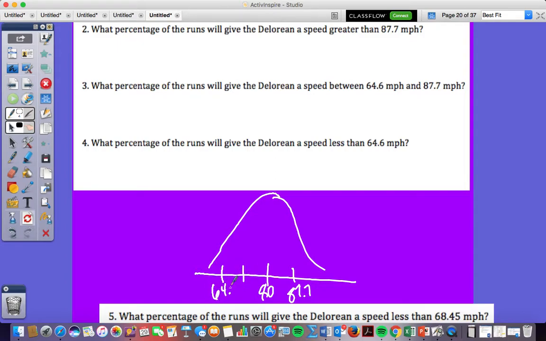Yeah, 64.6. Isn't that right? Right here? Okay. So we're trying to find the area that's in here. Okay, so we've got to standardize it first. So we've got to find what are the standard deviations to the right and to the left to get to 64.6 and 87.7. Okay, so I'm going to kind of do two of them. So real quick on this side, 64.6, how do we get that standard deviation other than just looking at it?